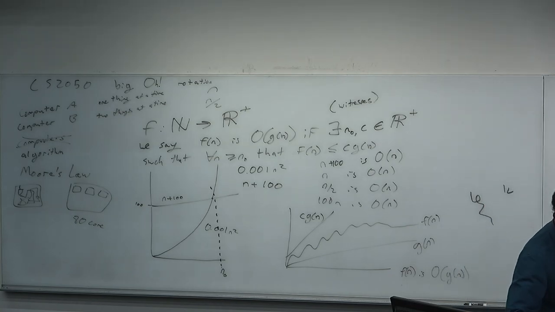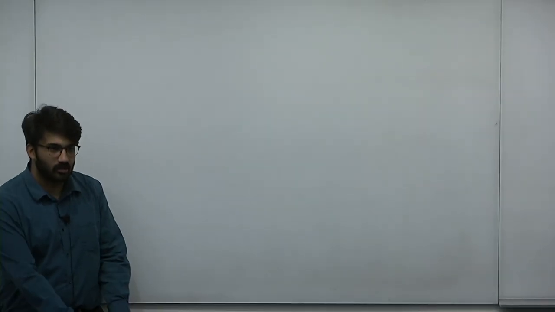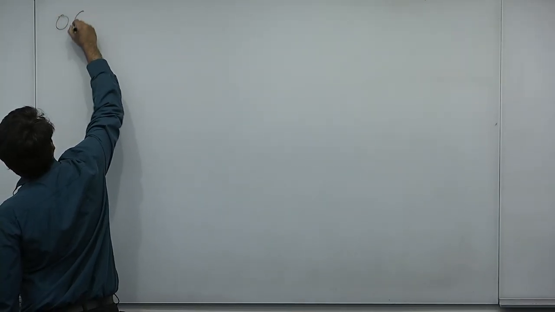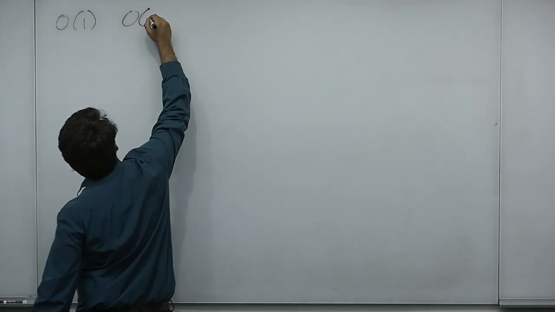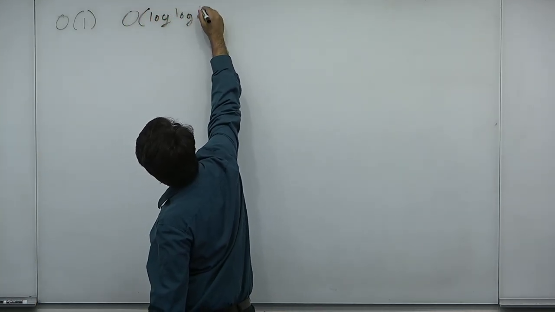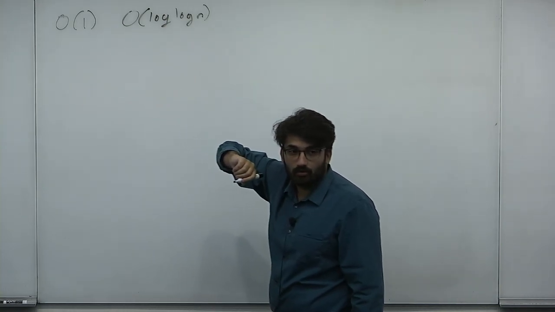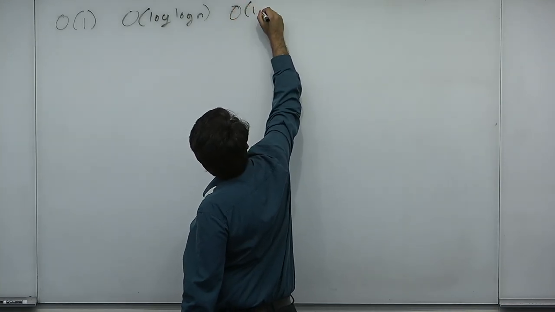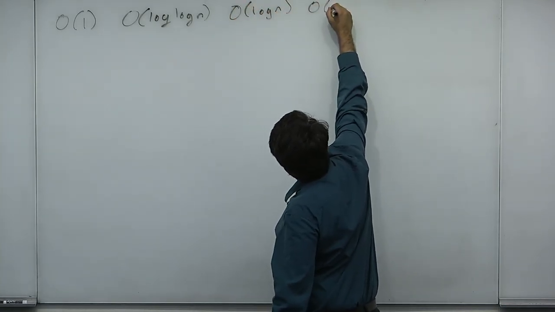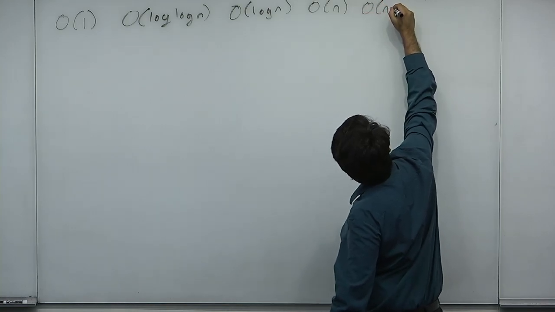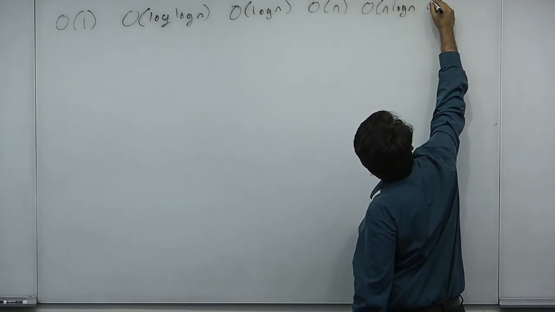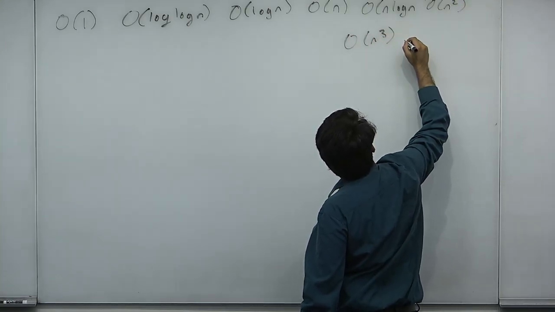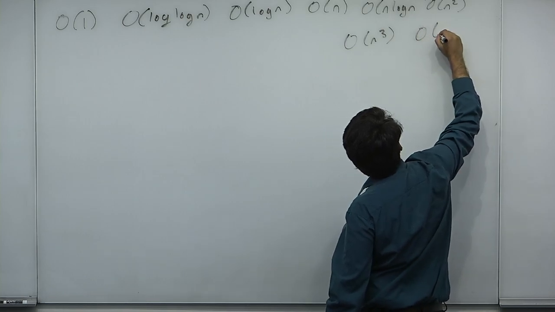There are a few common classes that most algorithm runtimes fall into. We have O of 1. An algorithm can run in O of 1 time. We have O of log n. I'm going to sort these by the asymptotic growth rates. You may perhaps know from pre-calculus growth rates. We have O of log of n. We have O of n. O of n log n. O of n squared. Then we also have O of n cubed. O of n to the fourth, and so on.